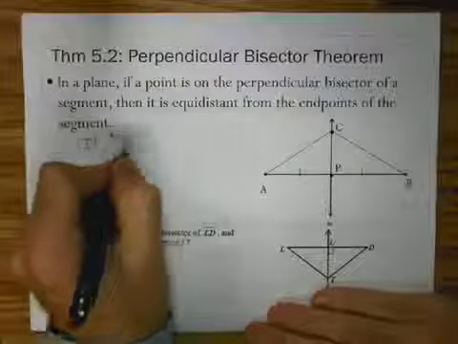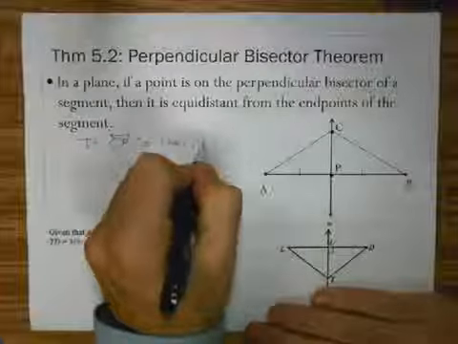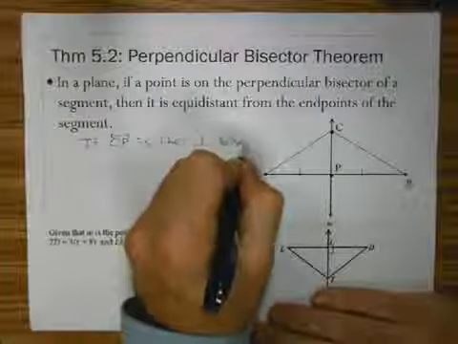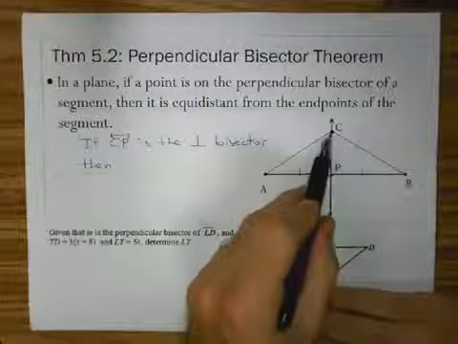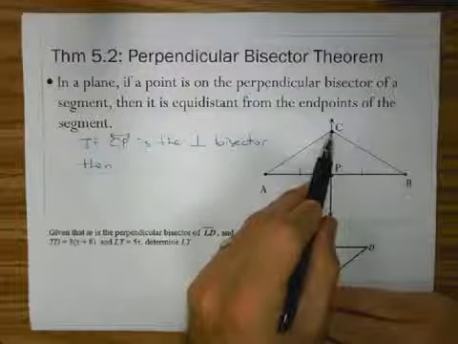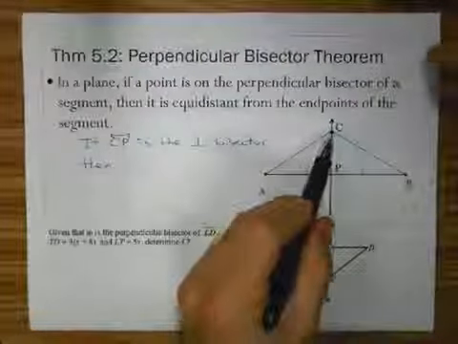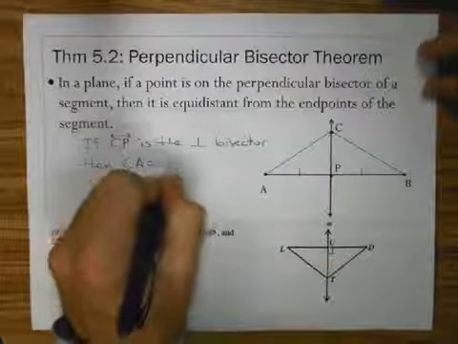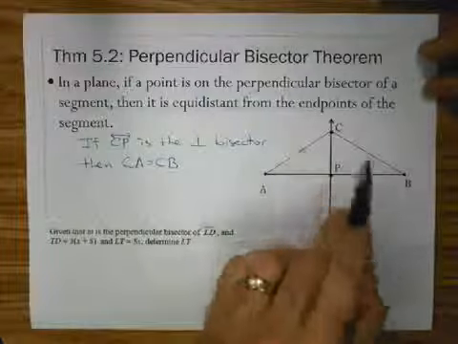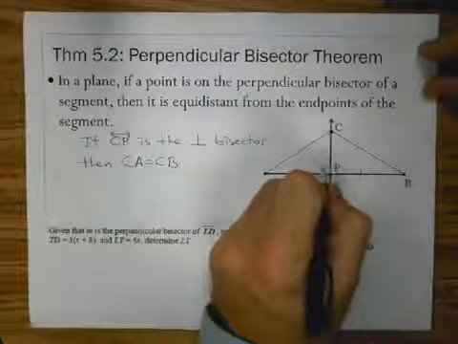So let's start off by saying if CP is the perpendicular bisector, and of course that means we're looking at point C. Point C is equidistant from the endpoints. Well, the endpoints are A and B. So we're going to say CA equals CB.